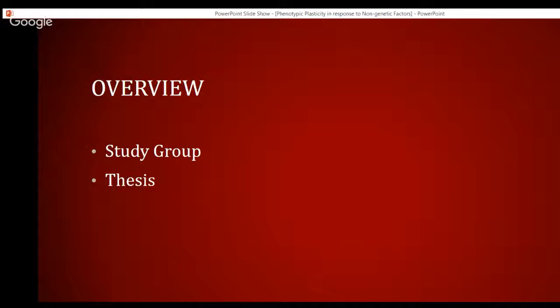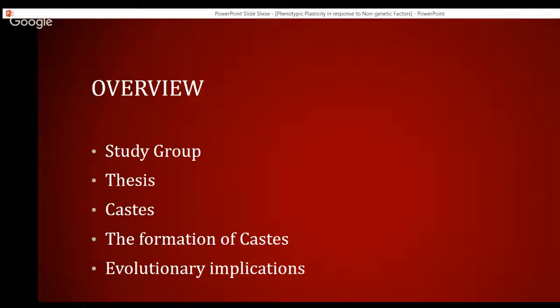Then we're going to go over the thesis. What is the purpose of this presentation? What are we trying to learn? We're going to go over castes, what they are, and how they're formed, and also what that tells us about evolution. And then we'll conclude with what we have covered, what it implies, and what we might look into in the future.